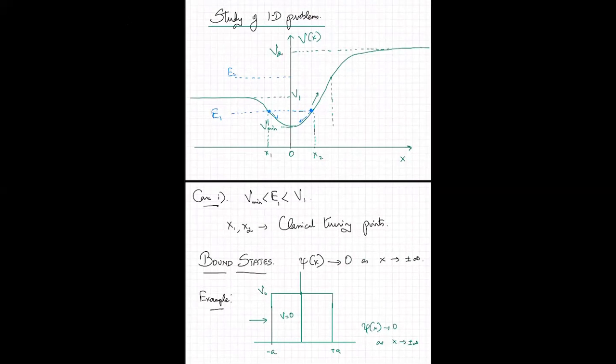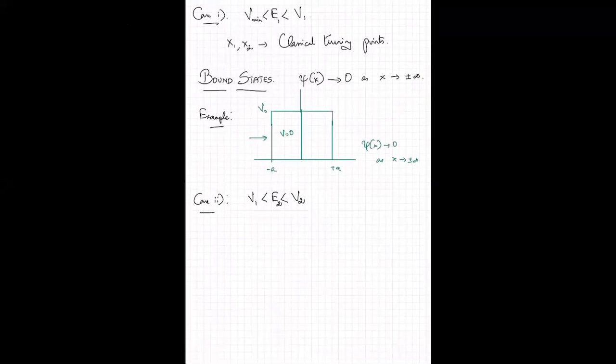Let us call this X3. Now, clearly, the particle cannot go up along this potential and escape classically because it simply doesn't have enough energy. So if it has an energy E2 and is traveling along on the right-hand side, it will simply hit the point X3 and come back. So X3 is again a classical turning point.